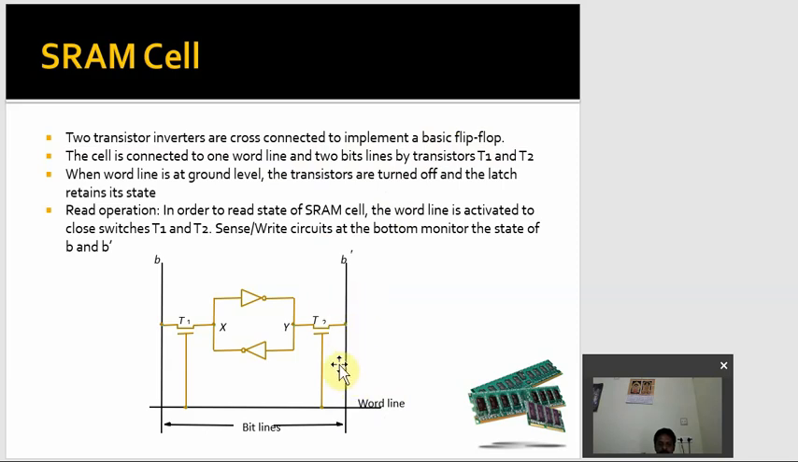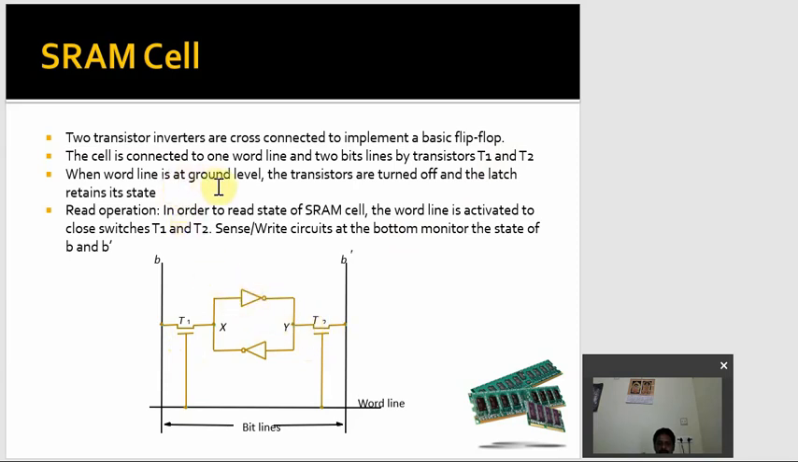So this is a bit line because all the cells will be connected to a common line. This line is called a bit line and this is also a bit line. So all the row line is represented as a word line. One word line and two bit lines by the transistors T1 and T2. Here two transistors they are using, T1 and T2.